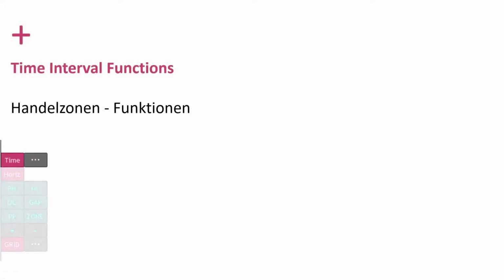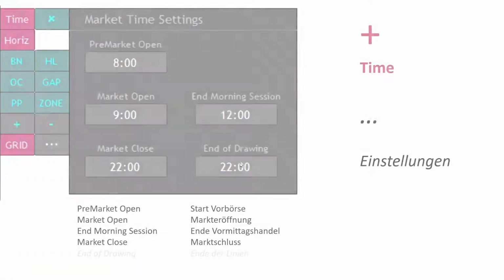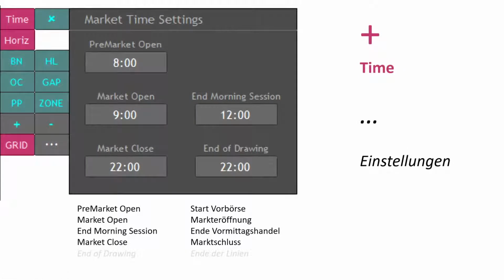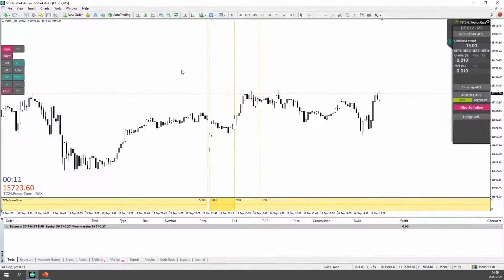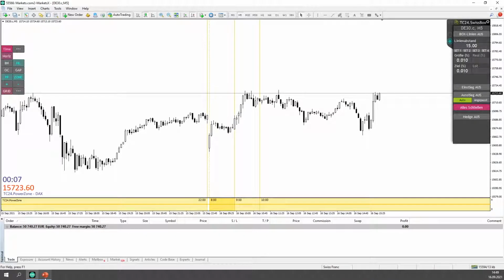If you go back to time intervals, there are some interesting functions that I would like to show you as well, starting from these zones. You can configure them just by putting all the information on the front end, starting from pre-market open, market opening time, and morning session, and so forth. So there's no need to configure anything for the indicator somewhere via indicators list settings or something like that. You can configure the whole indicator just from the front end, which makes it very convenient to use them.